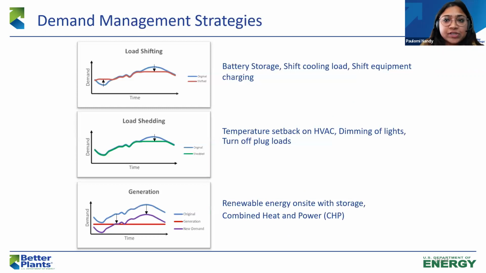Next slide, please. Energy efficiency. So here we go into demand management strategies: load shifting, shedding, and generation. Shifting would be either using storage, shifting cooling loads, shifting equipment charging. Load shedding would be, again, HVAC setbacks, dimming lights, turning off plug loads. Or generation, you can have on-site generation either through combined heat and power, on-site renewables, something like that.